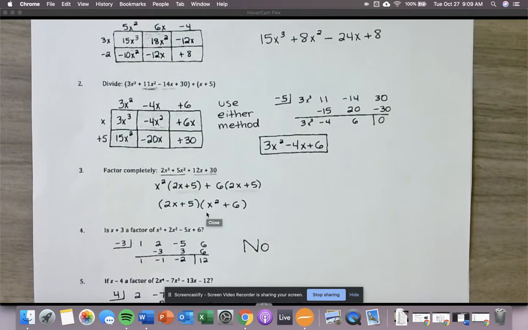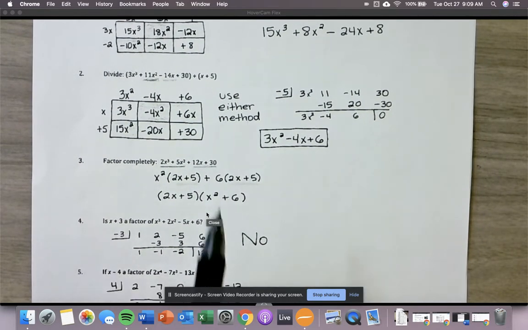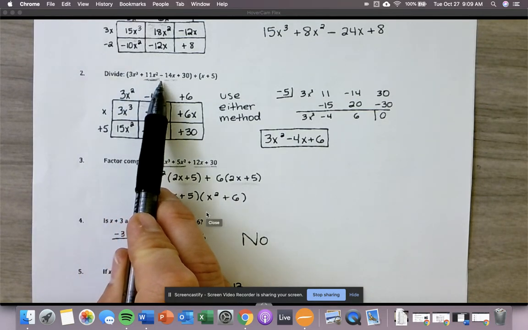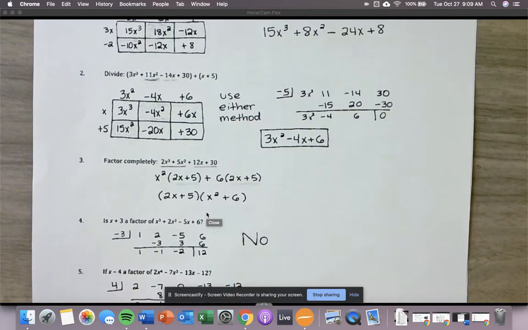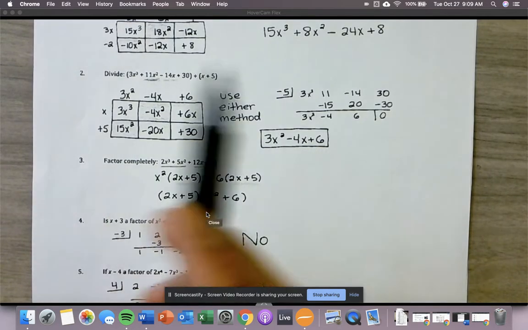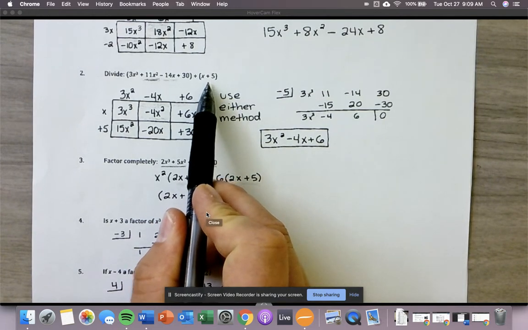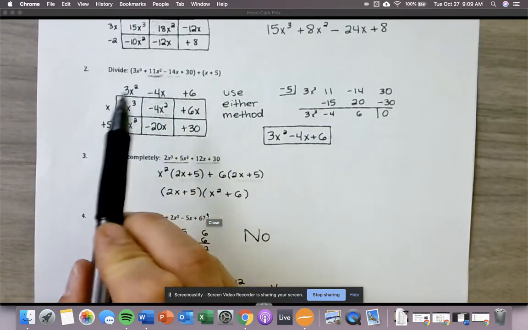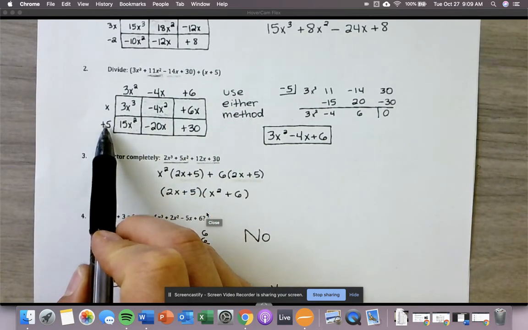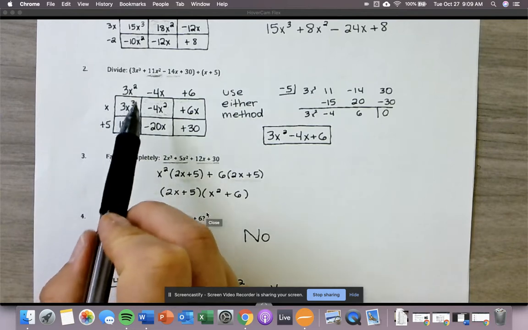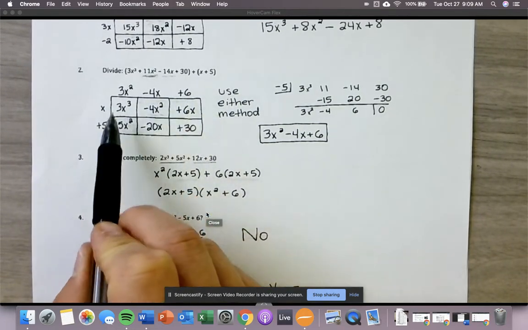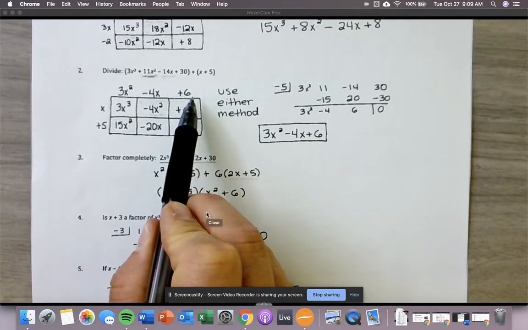And we could also use the box method to divide, just like here. So we have this 3x cubed plus 11x squared minus 14x plus 30, and we're dividing it by x plus 5. How I think of it is we know x plus 5 times something will give us this long function. So we can write x plus 5 on the side of our box, and we have to figure out what the top terms are going to be, right?